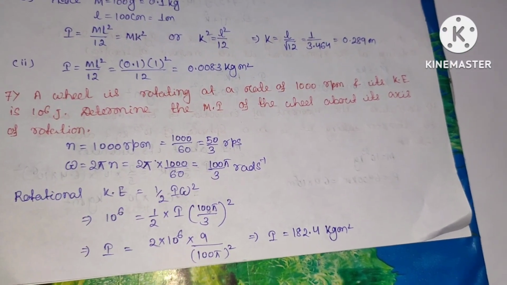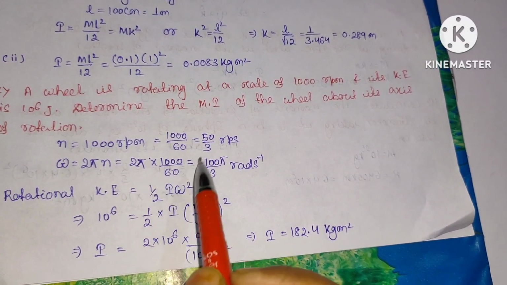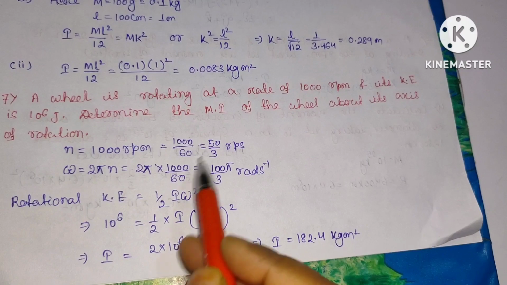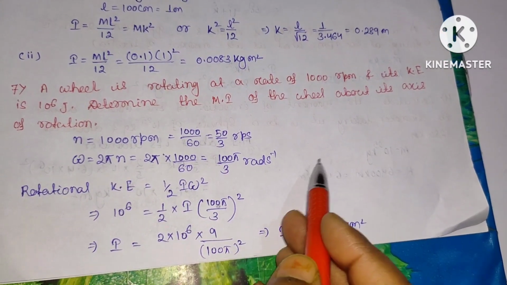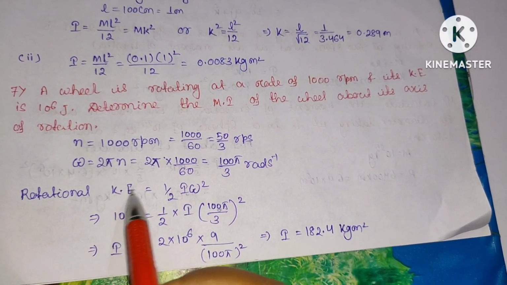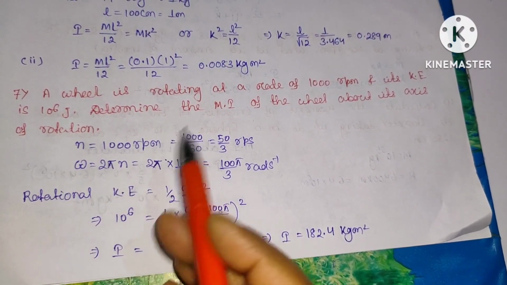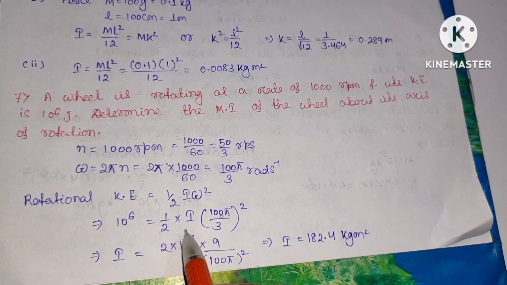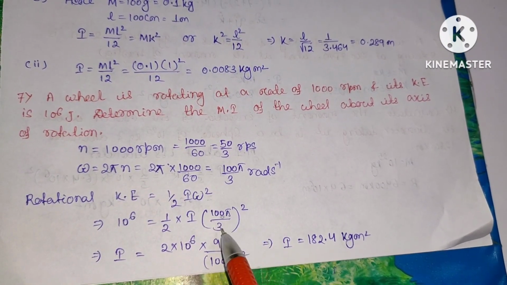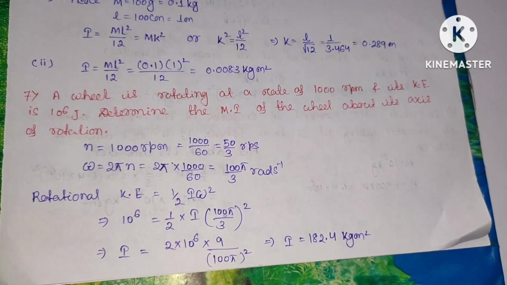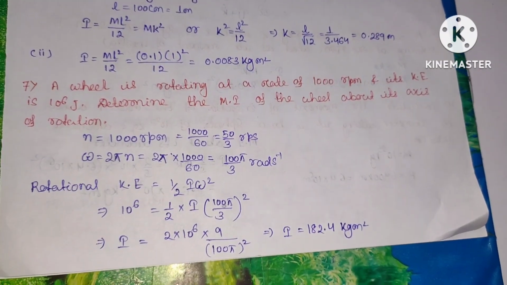Omega we know 2 pi n. So this is 2 pi into 1000 by 60, or this is 50 by 3 simply. So by calculating 100 pi by 3 radian per second. So the rotational kinetic energy half I omega square. Kinetic energy is given 10 raised power 6, that is half into I into omega is 100 pi by 3 whole square. So by calculating all this, we will get the moment of inertia is 182.4 kg meter square.